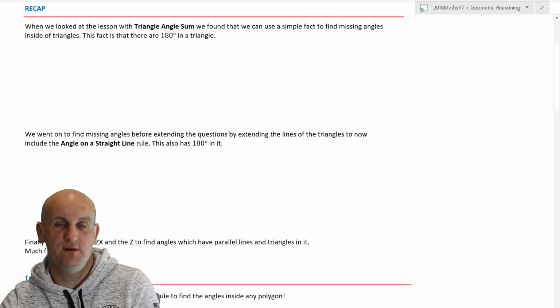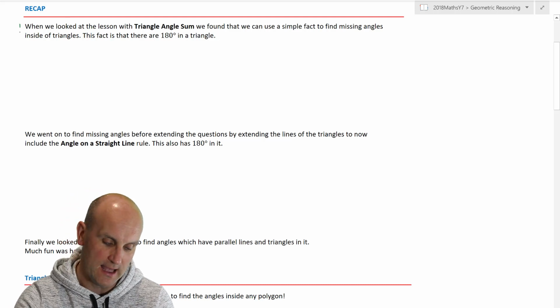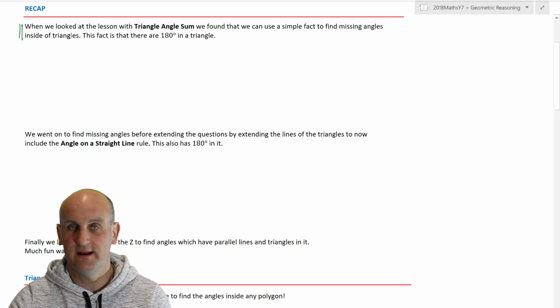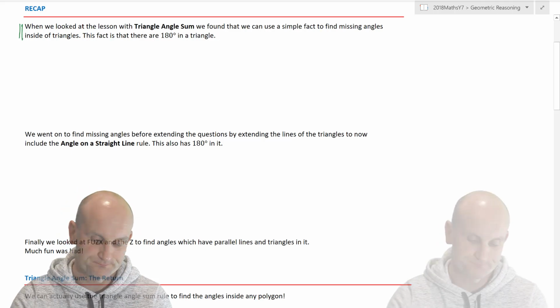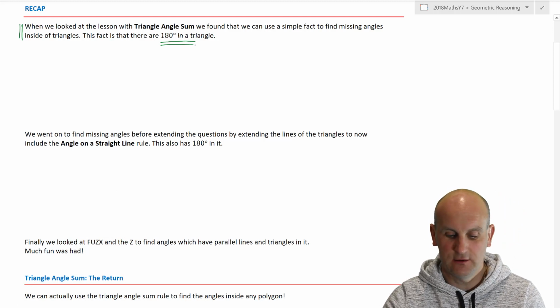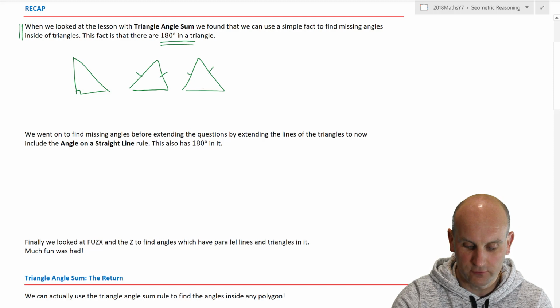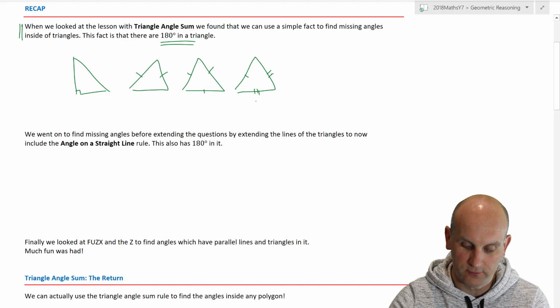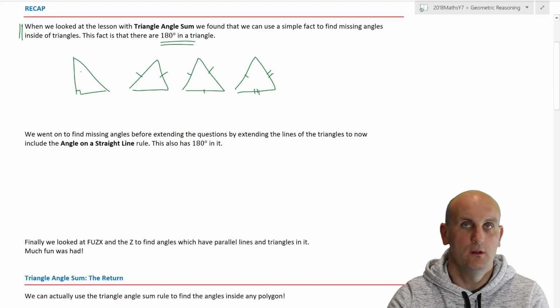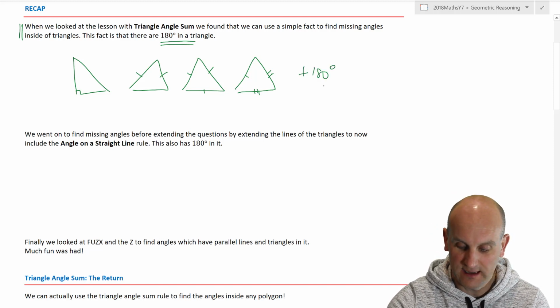Now, if you haven't watched the previous video, don't worry about it. I'm just going to do a quick recap here. In the lesson on the triangle angle sum, we found that we can use a simple fact to find missing angles inside triangles. And that fact was there are 180 degrees inside every single triangle. It does not matter if it is a right angle triangle, or an isosceles triangle, or an equilateral triangle, or a scalene triangle, where all the sides are different. Every single angle inside that triangle, of which there are always 3 of them, will add to make 180 degrees.